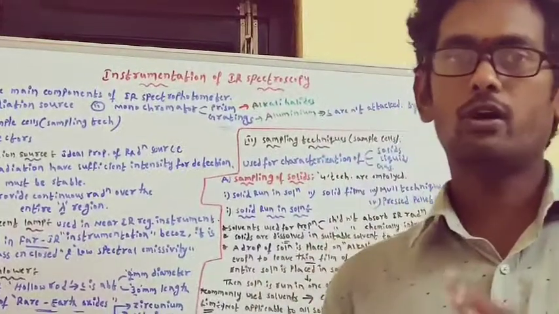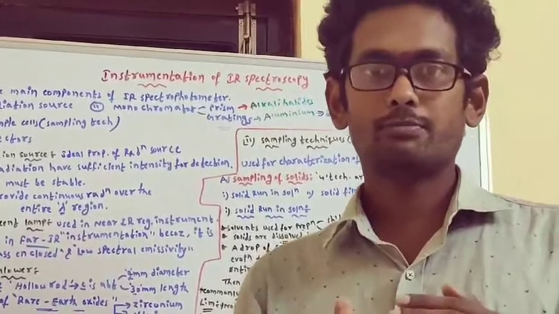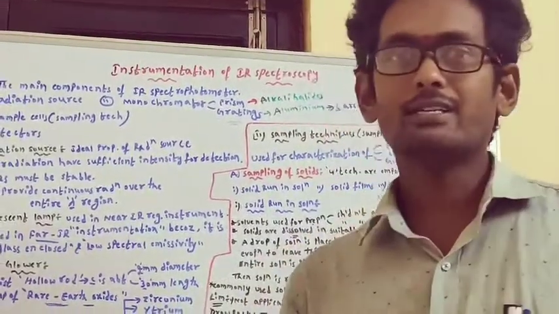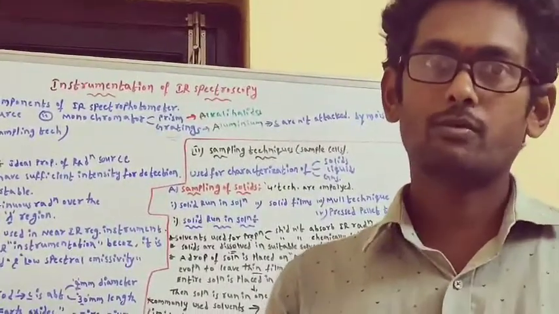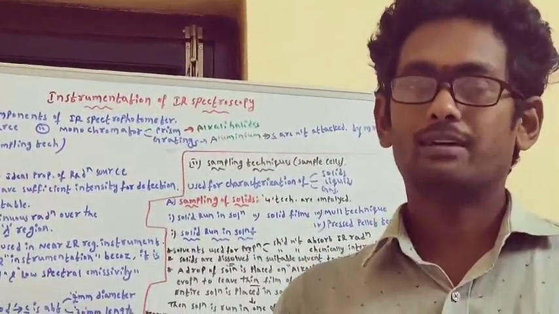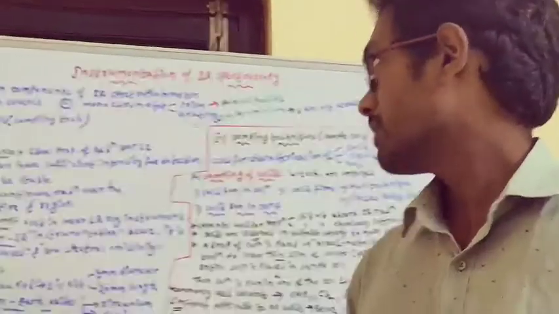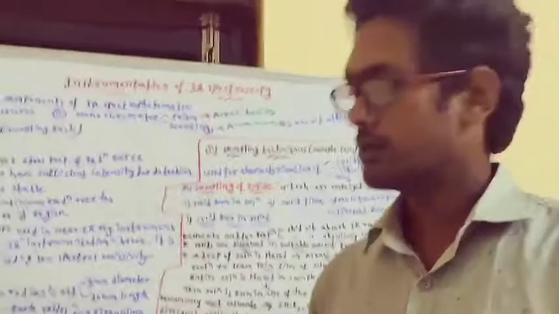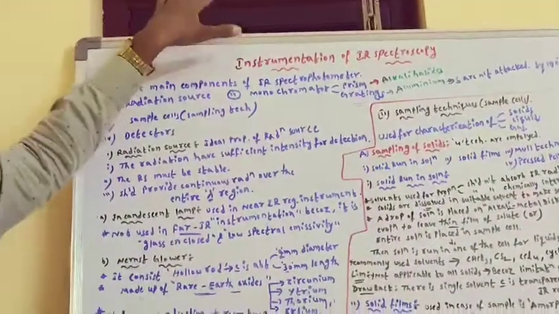In my last video, I explained the working principle of single beam and double beam IR spectrophotometer. In this class, I am going to explain the instrumentation of IR spectrophotometer. In this I am going to give complete details of IR spectrophotometer components, the instrumental parts. Here you can see the instrumentation of IR spectroscopy.